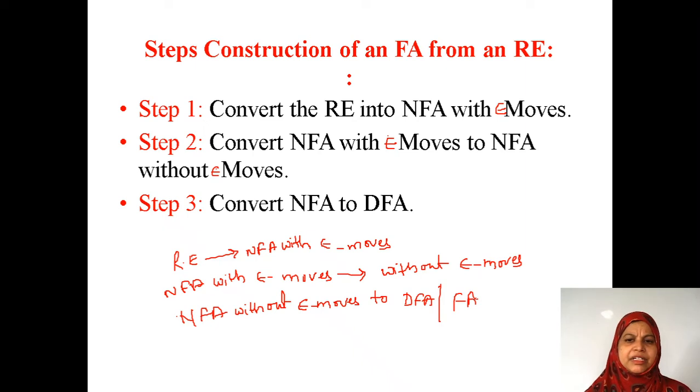Here you already know how we have to convert this NFA with epsilon moves to NFA without epsilon moves. Already we discussed it in the first unit only. And how we are going to convert this NFA to DFA. You know these two things: conversion of NFA with epsilon moves to NFA without epsilon moves, and NFA without epsilon moves to DFA.